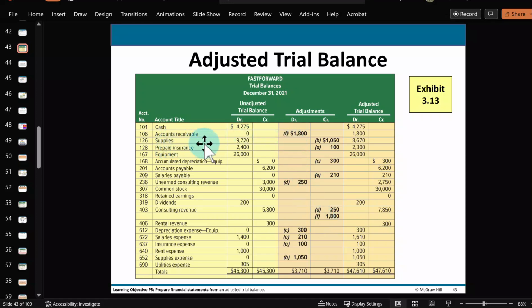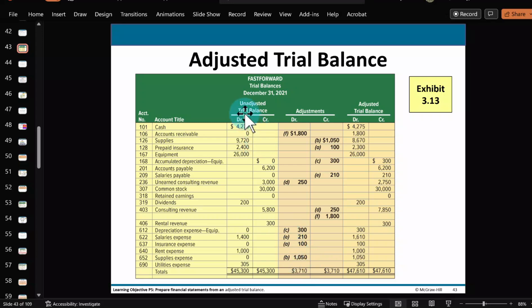Or here, the next account, we have $9,720 of supplies here on December 31st. We had counted only $8,670. So we've got to reduce this balance down to this amount that will eventually be reported on the adjusted trial balance. So we're going to reduce this asset with a credit here for the difference. And again, every time we record a credit, we know another account has to be debited for the same amount. So here is that other account being debited.